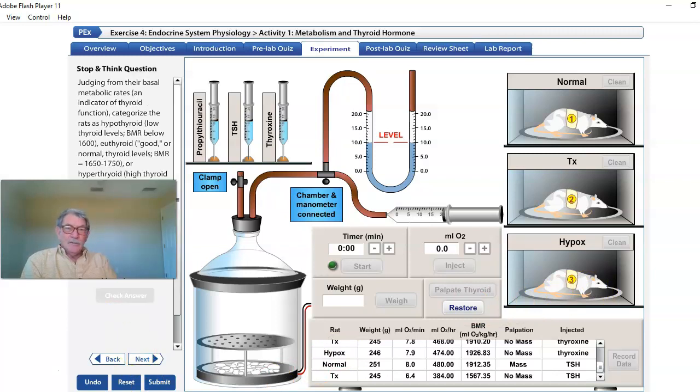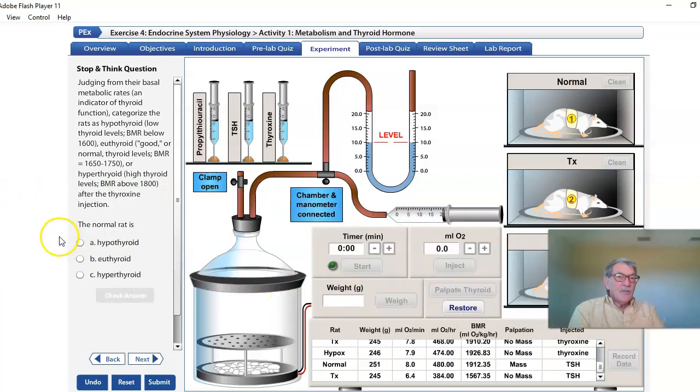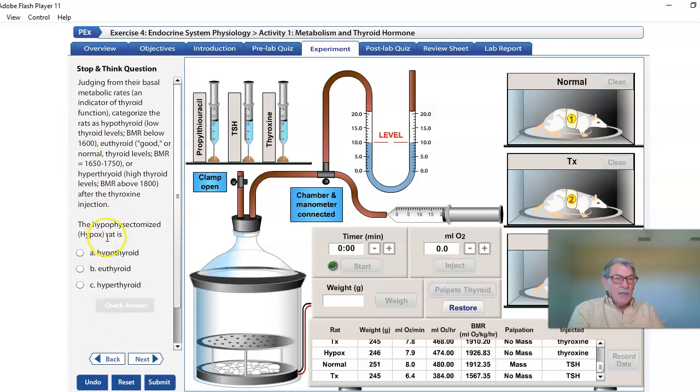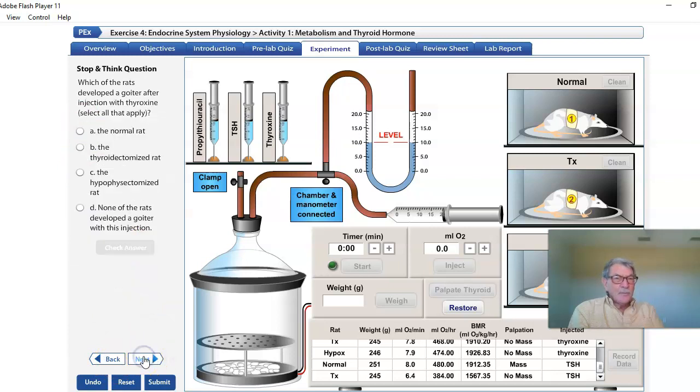Stop and think question. Okay, let's look at these. We'll go through these really quick. A normal rat, you thought, oh, we already did those. Judging the basal metabolic rate, we did that one. The normal rat. Which of the rats developed a goiter after injection of thyroxine? None of them. Thyroxine doesn't cause goiters. None of the rats developed a goiter because it's TSH. See?